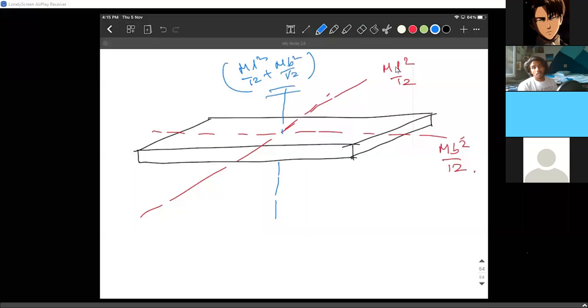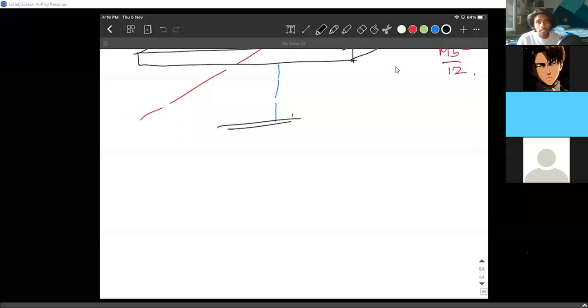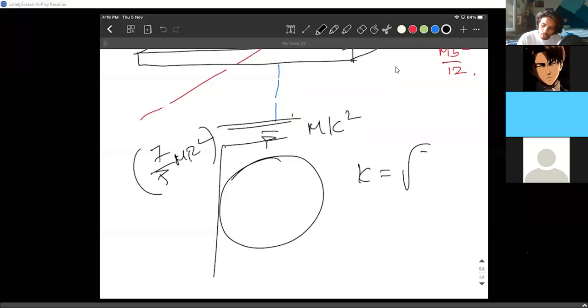All cleared. So I've discussed a lot of bodies today. I think we are good enough about moment of inertia discussions. Today, you're going to solve all these problems. Like somebody gives you a problem saying, find the moment of inertia of a sphere about this axis and find the radius of gyration also. We've already done this, 7 by 5 mr square. And I want the radius of gyration. I equate it to mk square. K comes as root over 7 by 5 r.